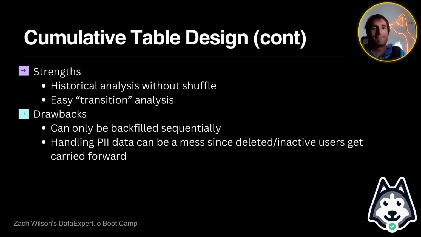Drawbacks. There are two massive drawbacks to this design. The big one is that backfills have to happen sequentially. A lot of times in data engineering, when you're doing backfills, you can backfill many days at the same time. With the daily snapshots, you can backfill 365 days at once because they don't depend on each other. But in this design, since it depends on yesterday's data, you have to pick a starting point and then it has to do that day, then the next, then the next, which makes backfilling this design just absolutely painful.